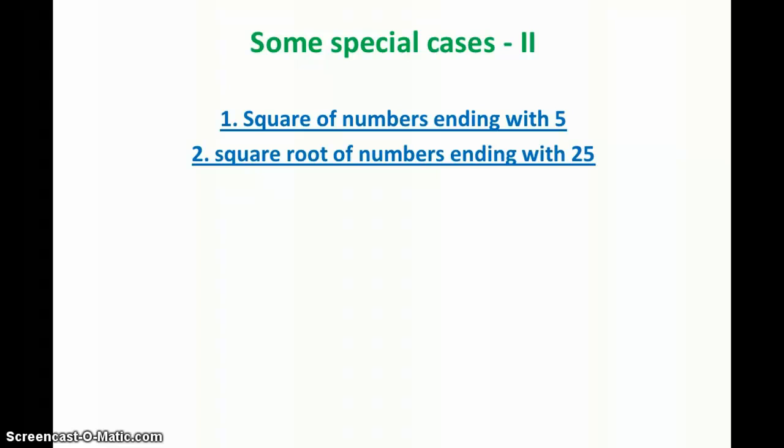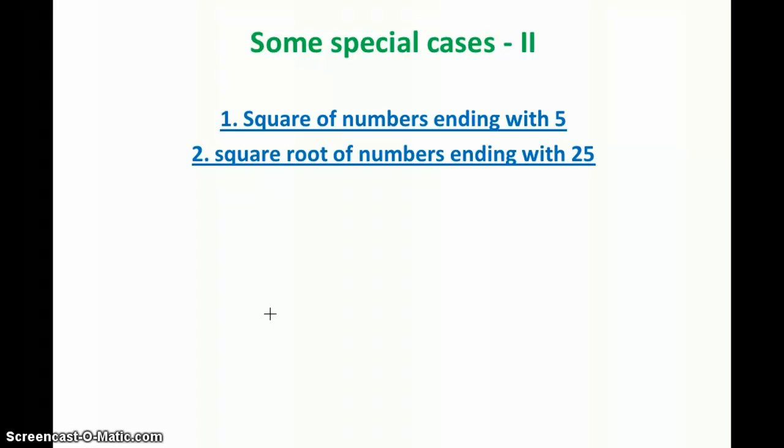Hello everyone. Last time we discussed one of the special cases. So this is the next special case. Using this, we can find the square of a number ending with 5, or the square root of a number ending with 25. So we'll check that out. First thing is the square of a number ending with 5.